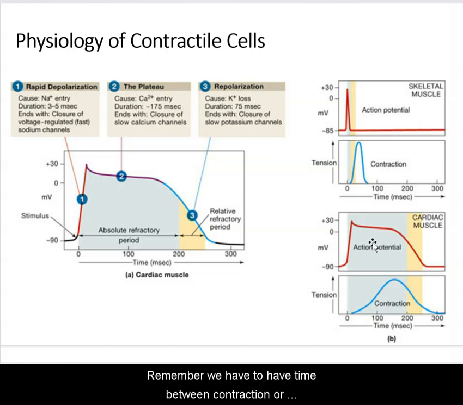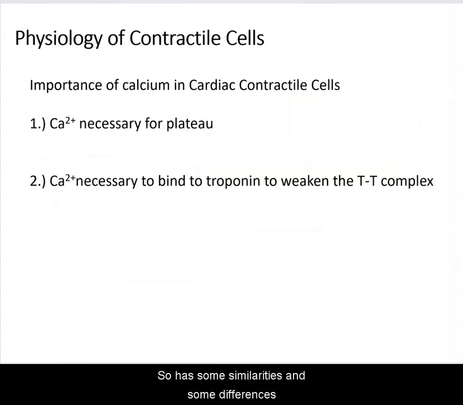Remember, we have to have time between contraction and relaxation so the blood can flow in those little cusps in the aortic valve, and we call it runoff into your coronary vessels. So then step 3 is you finally open up the potassium channels fully. The calcium is going to kind of slow down coming in, and we're going to repolarize with potassium leaving. And so we still have our repolarization, it's just a little bit delayed. So it has some similarities and some differences.